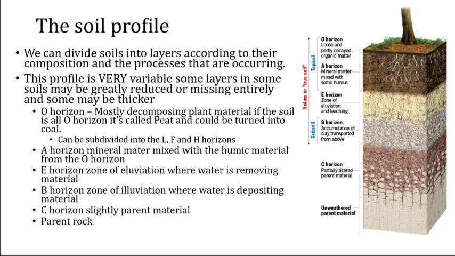Then we come to the E horizon, which is the zone of eluviation. We have two words. We're going to use them. Here we go. Sorry, I shouldn't do this at night. Apparently. Okay, so the E horizon is a zone of eluviation. Eluviation is water removing material, either physically washing small particles out, or chemically breaking stuff down and washing it out. But one way or another, the E horizon is the zone of eluviation.